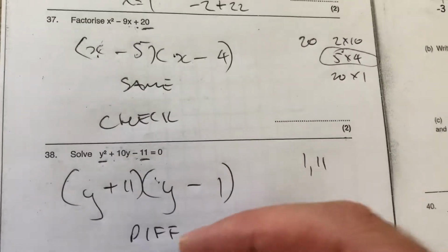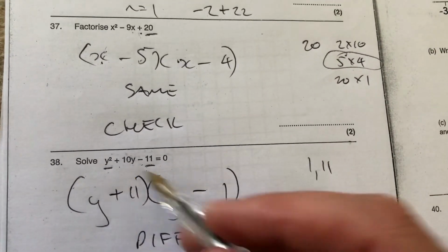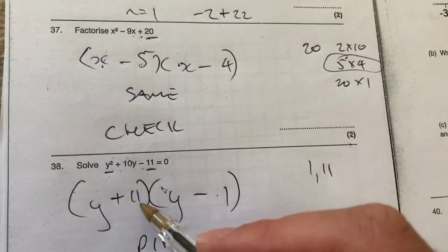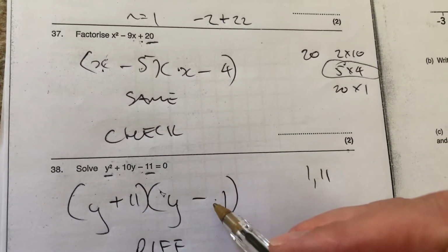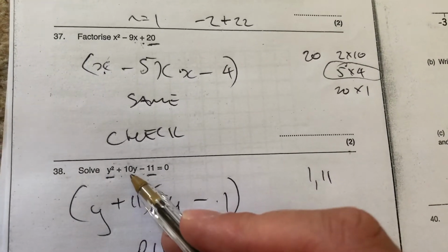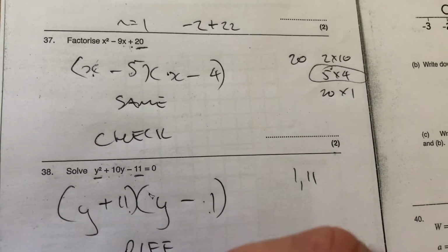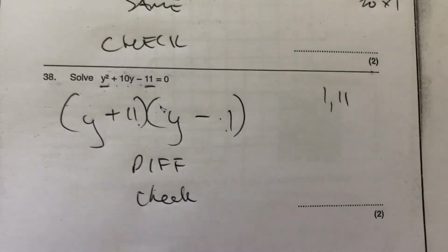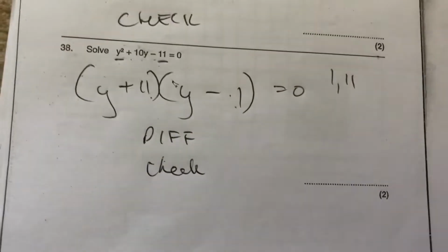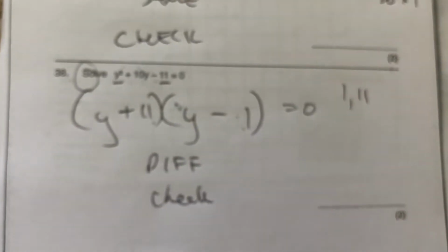Y squared, again, check that it would expand to that. Y squared minus y plus 11y, minus 1y plus 11y would give me that positive 10. And then that's minus 11. So expand to check. And now I've actually got to solve it, because that's the question there. Actually, to solve it, not just to factorize.